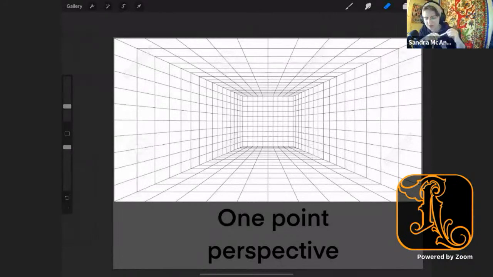But let's make this even simpler for you, right? Why draw this before anything else? Why focus on this before anything else? Well, simple answer. This is your foundation. Remember when I talked about the foundation in the basic shapes, be it the sphere, cone, cube, cylinder? This is the foundation of perspective.